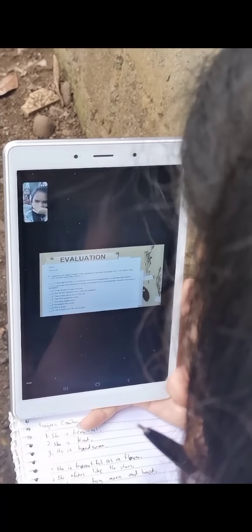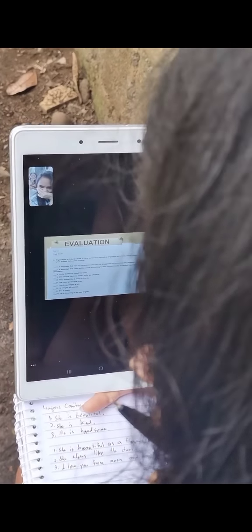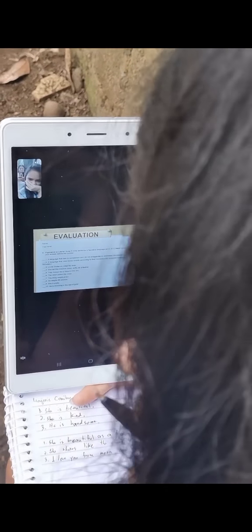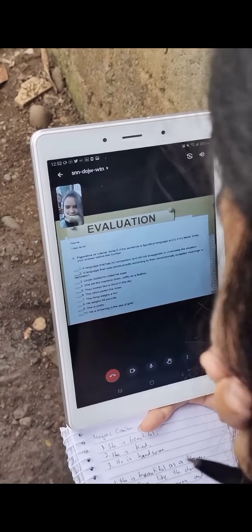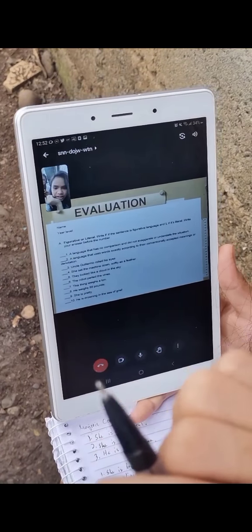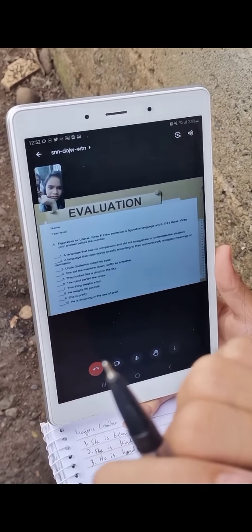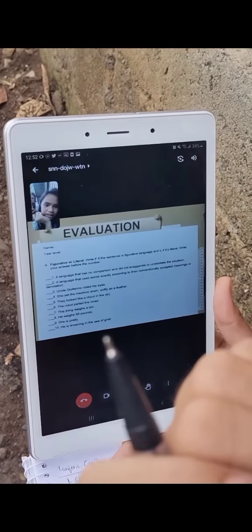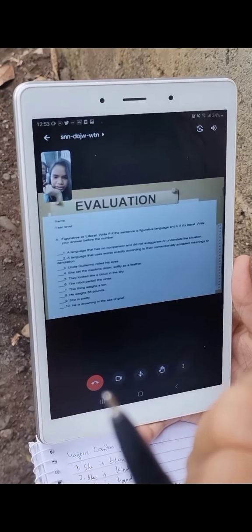Now for our evaluation, kindly read letter A. Letter A, figurative or literal. Write F if the sentence is figurative language and L if it's literal. Write your answer before the number.